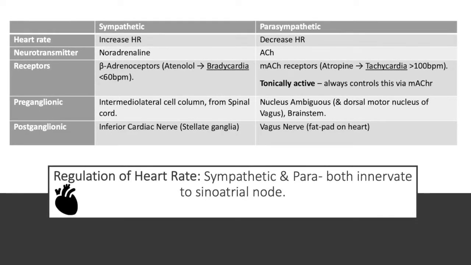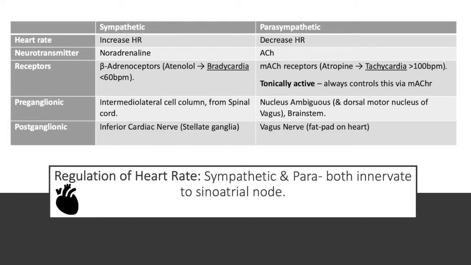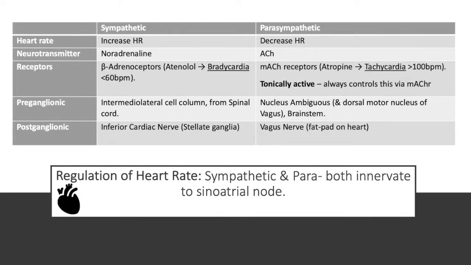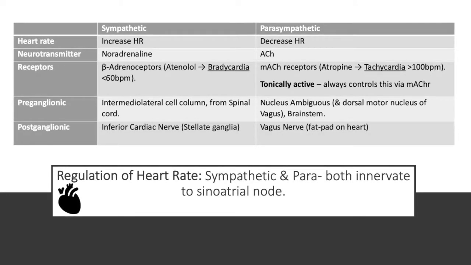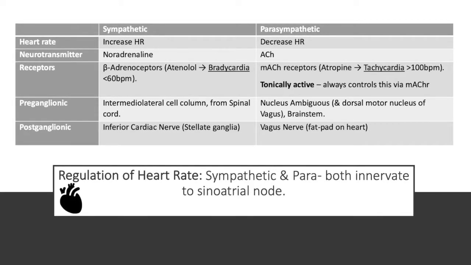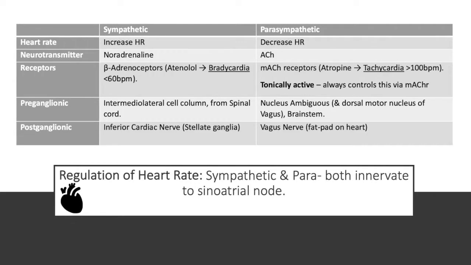Its receptors consist of beta adrenoceptors, and adding atenolol causes bradycardia, or when the heart is less than 60 beats per minute. So as in, adding atenolol has the opposite effect of the sympathetic nervous system because it decreases the heart rate. The preganglia of the sympathetic nervous system consists of the intermediolateral cell column, which is from the spinal cord, whilst the postganglia is the inferior cardiac nerve, also known as the stellate ganglia.